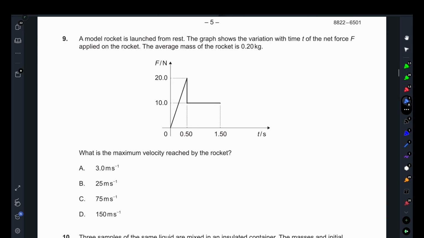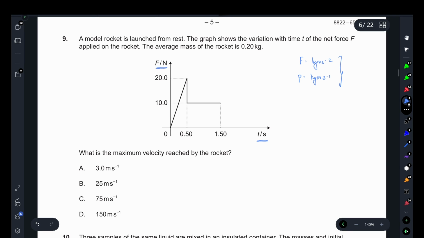Moving on to question 9. A model rocket is launched from rest. The graph shows the variation of force against time. What is the maximum velocity reached by the rocket? So the units of force is kilogram meter per second squared. The units of momentum is kilogram meter per second. You notice how these two differ only by a second. So if you multiply it by time, you get momentum.